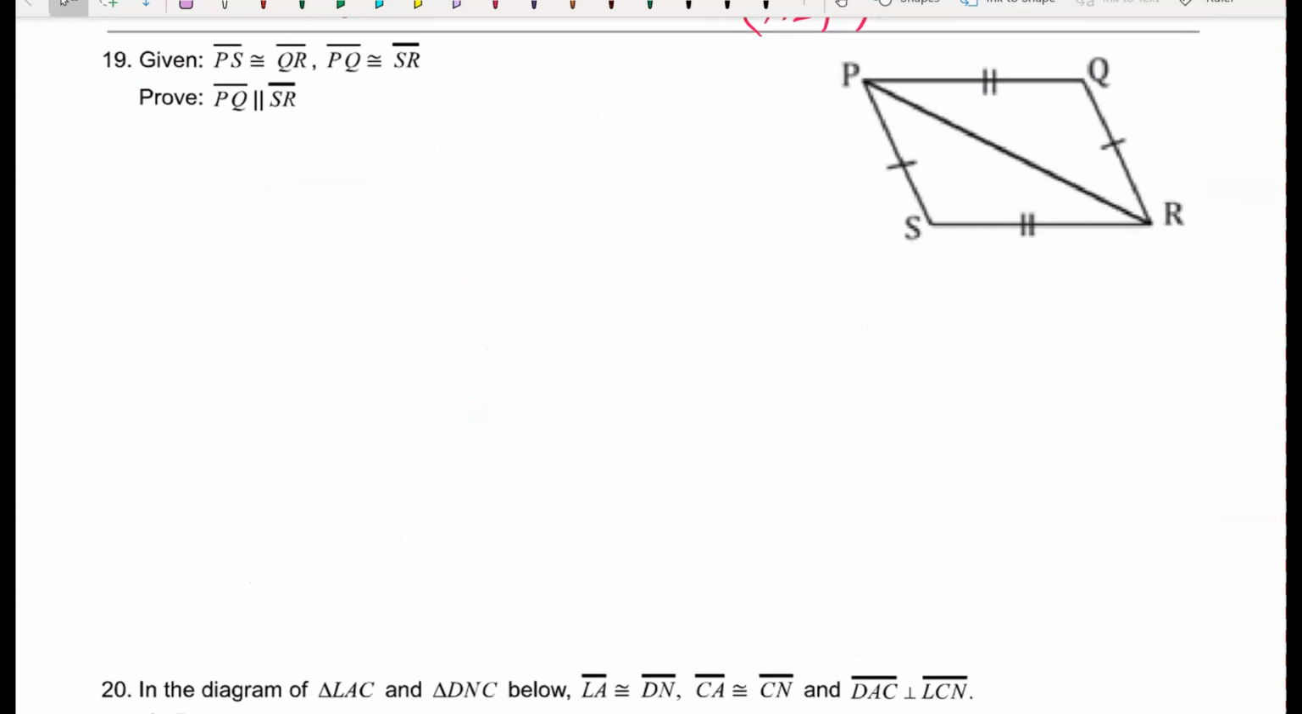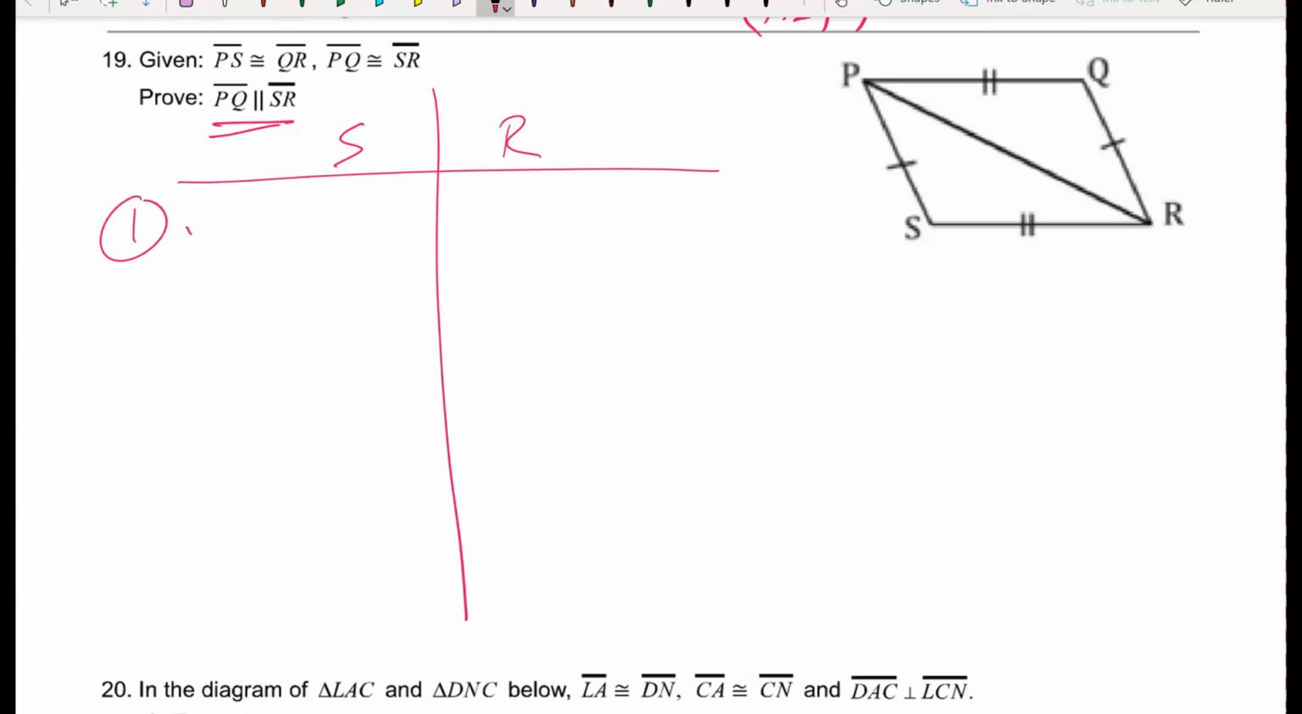Number 19. Given segment PS congruent to segment QR and segment PQ congruent to segment SR, prove that PQ is parallel to segment SR. And again, if you're trying to prove that lines are parallel, it's a good idea to look for alternate interior angles that you could hopefully prove congruent. So if I can get to a point where I could say that those two angles are congruent, I'd be able to say that the lines are parallel. But the first thing I'm going to do is try to think about a triangle proof.